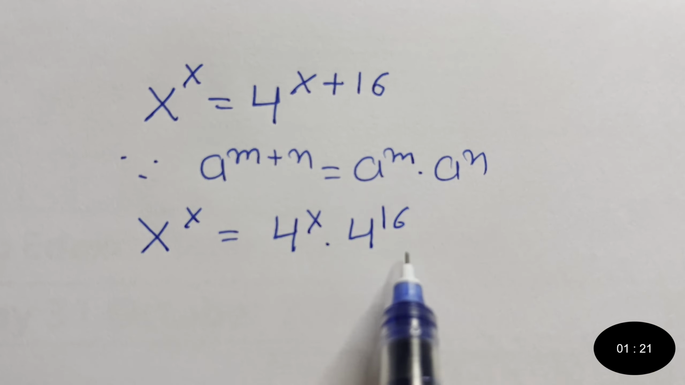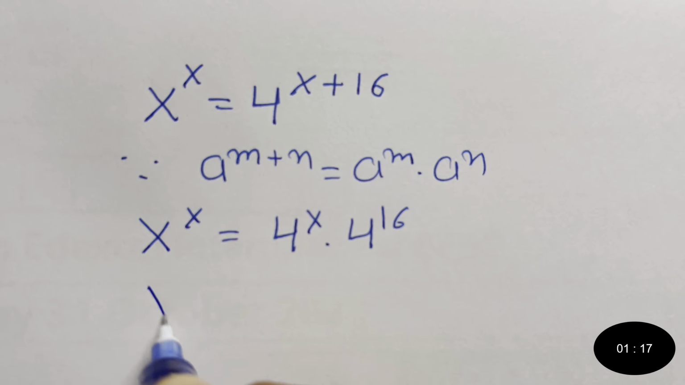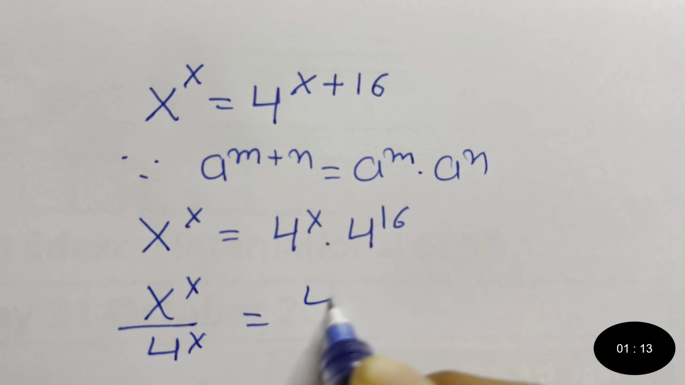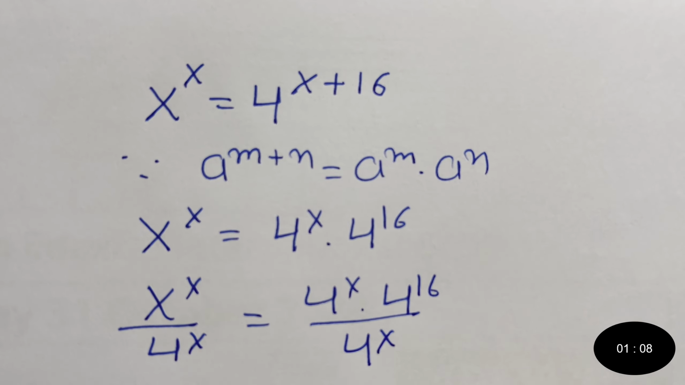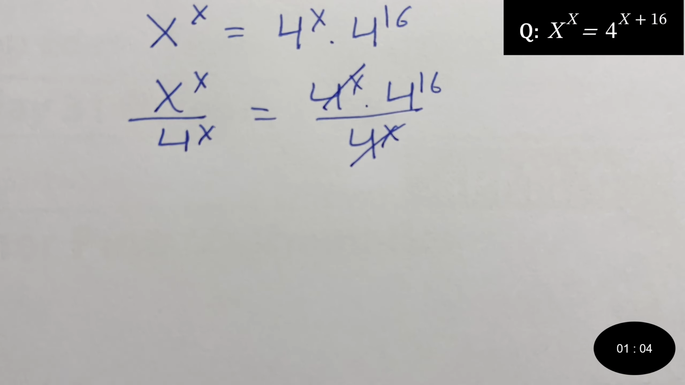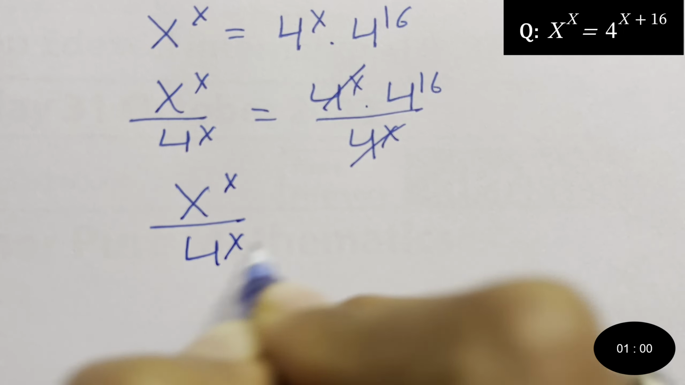To simplify this equation, we are going to divide it by 4 to the power x on both sides. So x to the power x divided by 4 to the power x is equal to 4 to the power x into 4 to the power 16 divided by 4 to the power x. 4 to the power x will be cancelled out on the right hand side. So what is left? x to the power x divided by 4 to the power x is equal to 4 to the power 16.